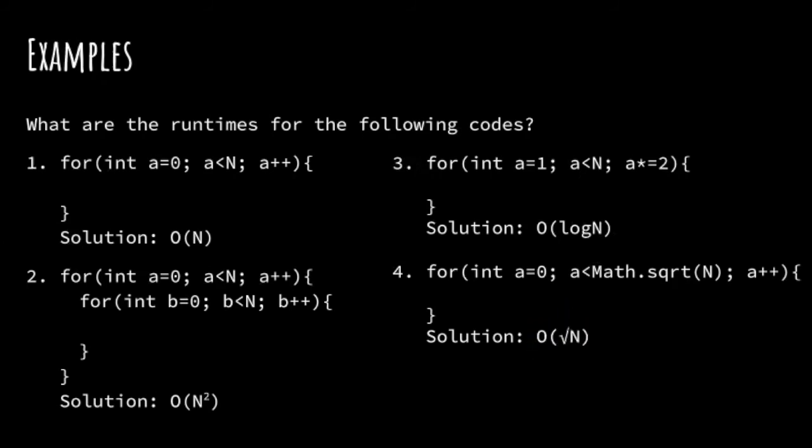All right, so this was pretty similar to number 1. So number 1 said that a is less than n, so it had a runtime of n, and now this says a is less than square root of n, so therefore the runtime will be big O of square root of n.